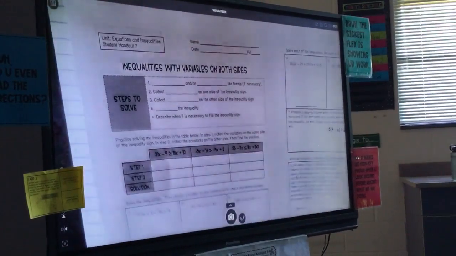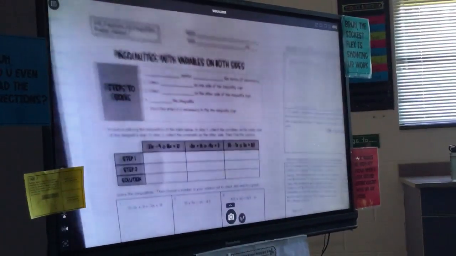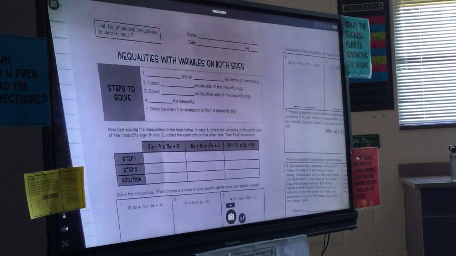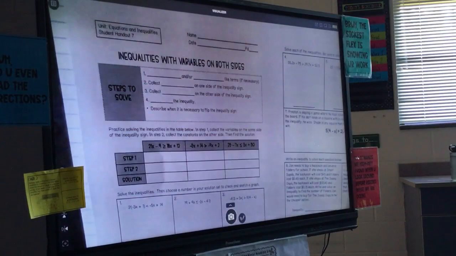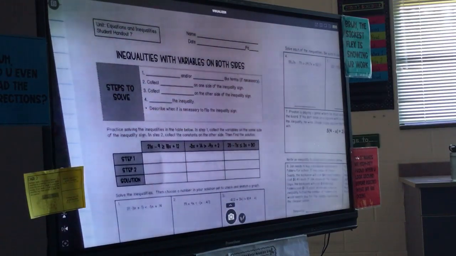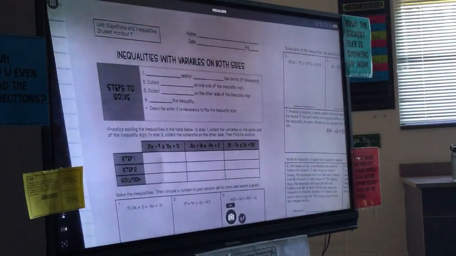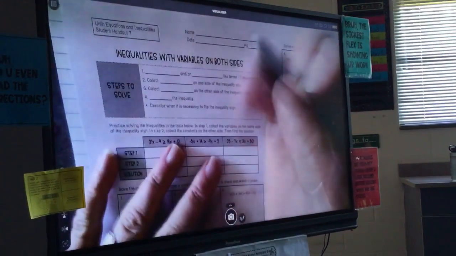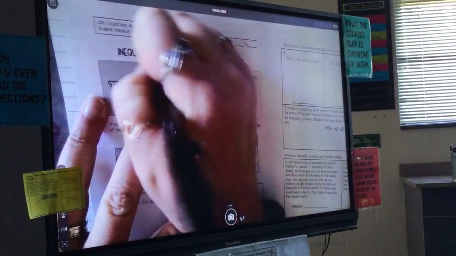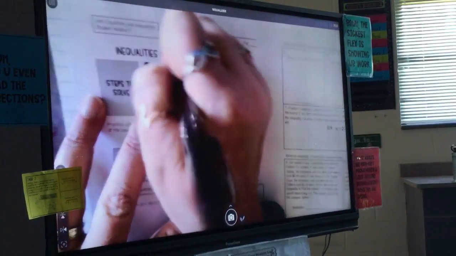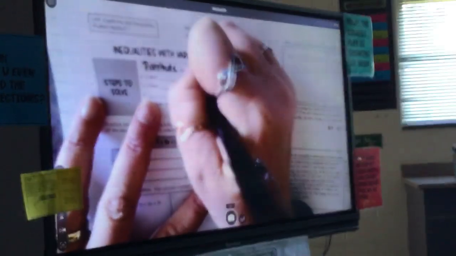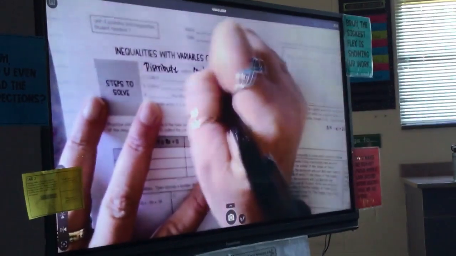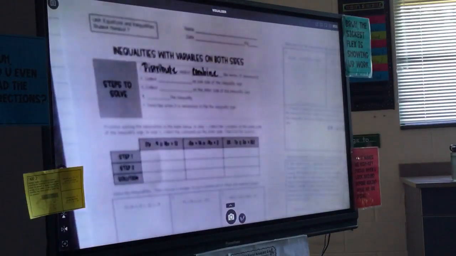And we're going to just jump right into it with having variables on both sides, which makes it a two-step equation, essentially. So think about it that way. So the steps to solve an inequality with variables on both sides: you're going to distribute and/or combine like terms if necessary. If you don't have like terms, you don't have to do that.